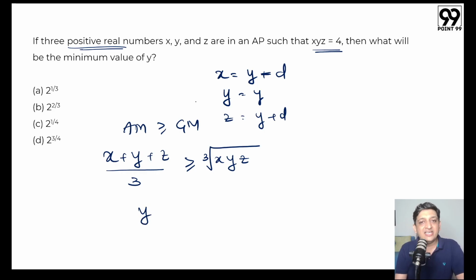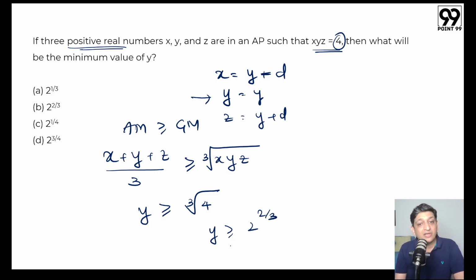Or in other words, the arithmetic mean of these 3 numbers has to be the middle number because they are in an AP. So y will be greater than or equal to the cube root of 4 because xyz has been given to us as 4. So y will be greater than or equal to 2 raised to 2 divided by 3. So what is the minimum value that y can take? Y will always be greater than or equal to 2 raised to 2 by 3. So the minimum value is 2 raised to 2 by 3. Option B is the correct answer.